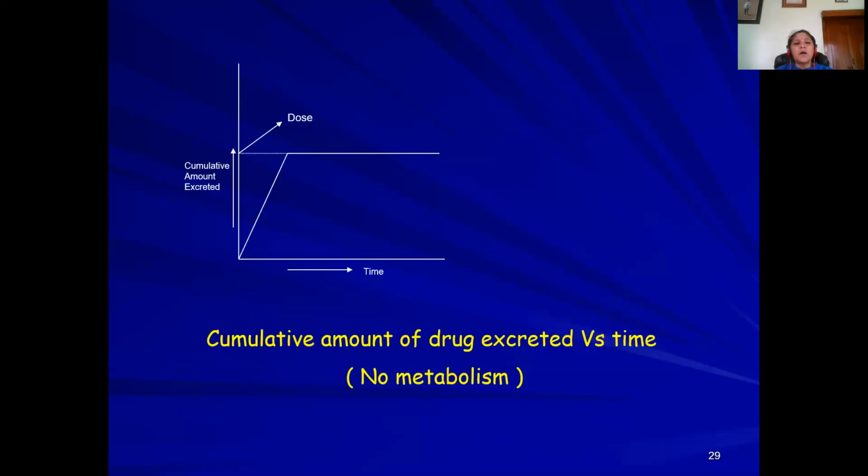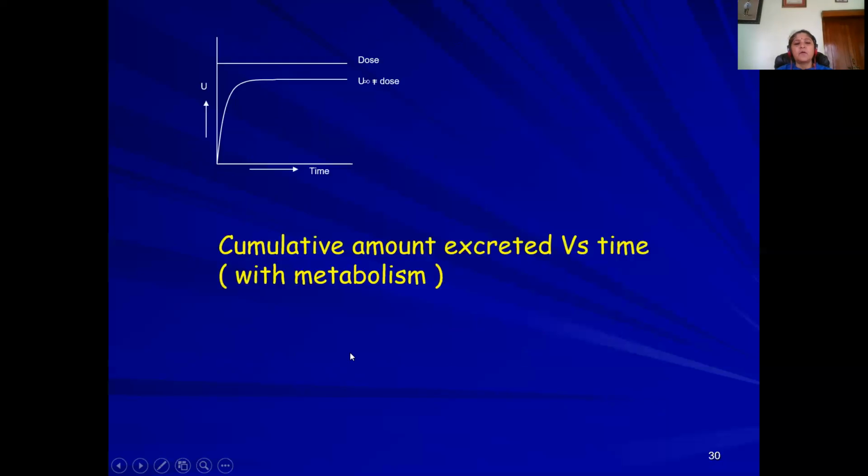Now, if you plot a graph of cumulative amount of drug in the urine versus time, we get a plot like this. Here, if the cumulative amount excreted is nearly equal to the dose, or equal to the dose, we can conclude that there is no metabolism. Whereas if U infinity, that is, the cumulative amount of the drug excreted in the urine, is not equal to the dose, then we can say the drug is undergoing metabolism.